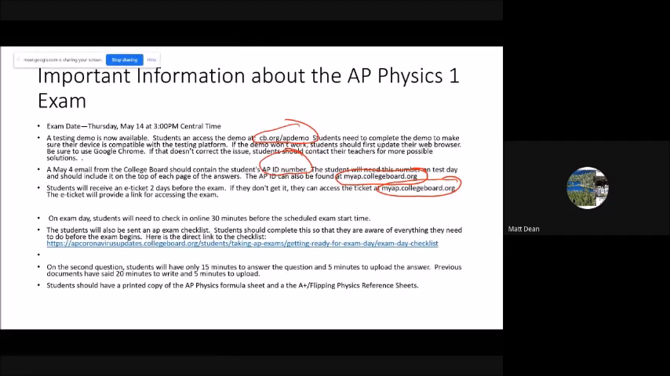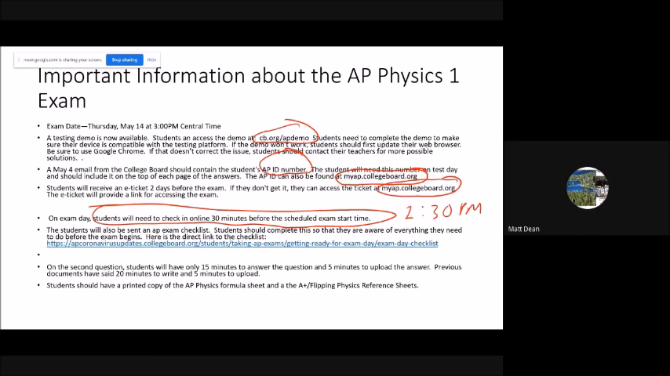So again, the e-ticket will provide a link. You click on that link and it will take you directly to the exam interface. And like I said a second ago, on the day of the exam, you're going to need to go there 30 minutes before the scheduled time. So you're going to need to log in by no later than 2:30 p.m. They're going to ask you some questions to verify your ID and get you logged into the system. So you've got to be in by 2:30 on the day of the test.